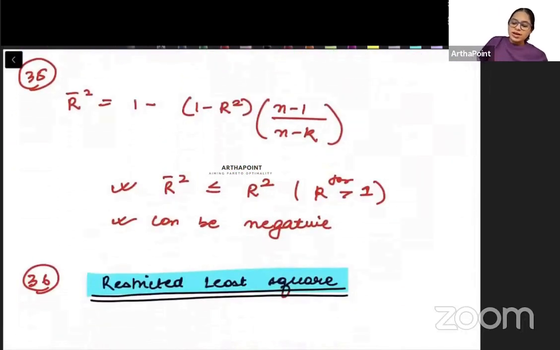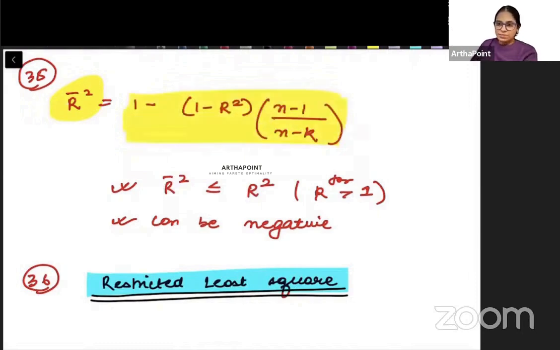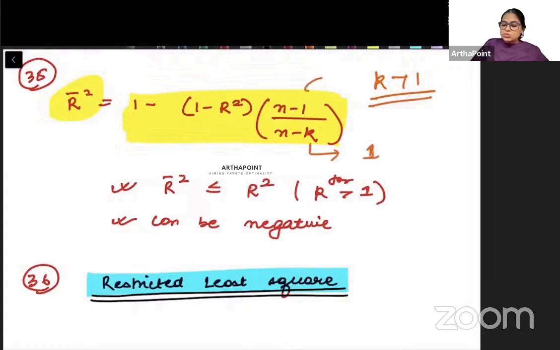Now there is something called as R bar square. R bar square is your adjusted R square. Adjusted R square का formula ये होता है बेटा. It is 1 minus (1 minus R square) into (n minus 1) by (n minus k). Always remember कि as long as the number of parameters are more than 1. देखो अगर k 1 होगा तो this will become n minus 1 by n minus 1. So it will cancel out. कोई फायदा ही नहीं है.